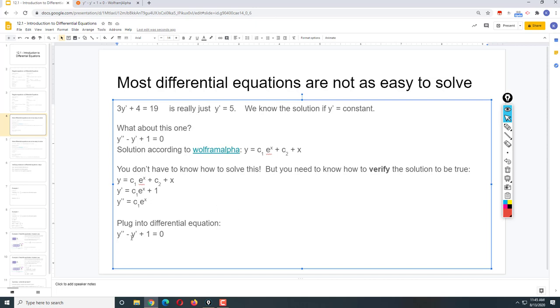Now we can plug this into our differential equation. Y double prime is c1 e to the x minus y prime, which is c1 e to the x plus 1, and then plus 1 from our equation equals 0. We end up with the c1 e to the x's canceling. The negative distributes, so I end up with negative 1 plus 1 equals 0. So 0 equals 0. That, of course, is always true. So we have verified our solution. Okay. So we know y equals c1 e to the x plus c2 plus x is a solution to our differential equation.